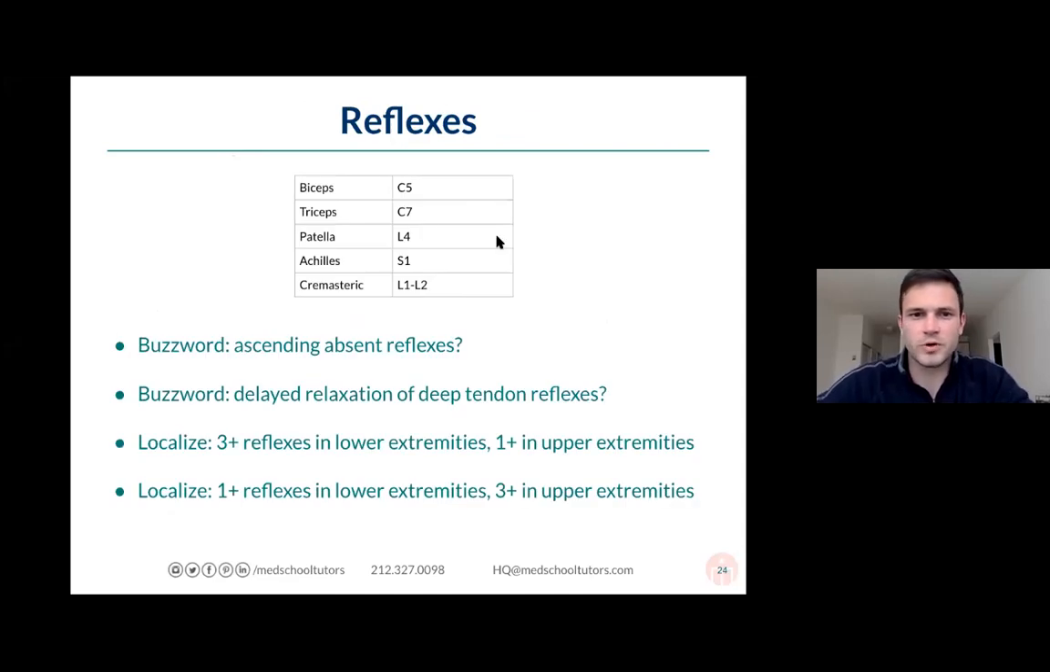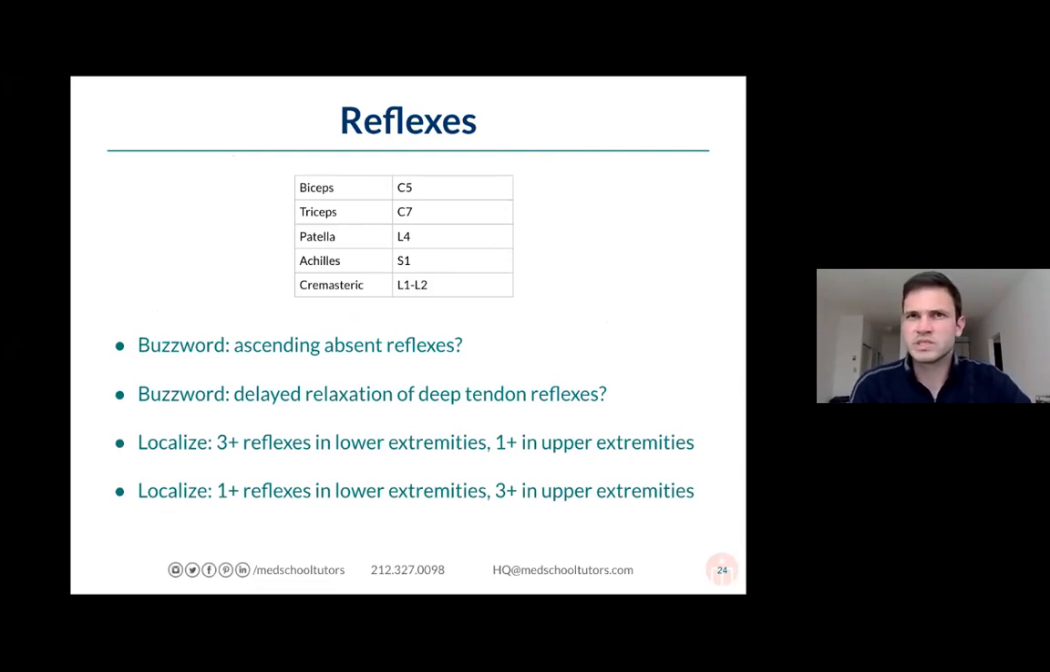Great, speed through. Important reflexes, things to remember. Your biceps reflex right here, C5. So if they tell you that someone has no biceps reflex, the answer is C5. They tell you someone has no triceps reflex, the answer is C7. No patella reflex is L4, it's the femoral nerve. No Achilles reflex is S1.